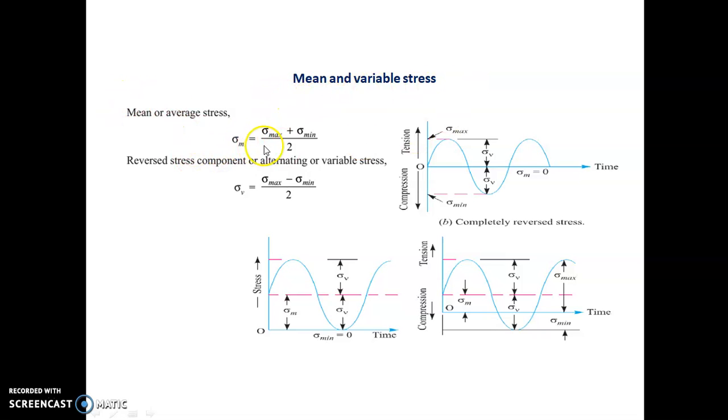So in mean and variable stresses, the mean stress is sigma max plus sigma minimum divided by 2. Okay, now we are going to study the Soderberg and Goodman equations. For this we need to understand mean stress and variable stress.